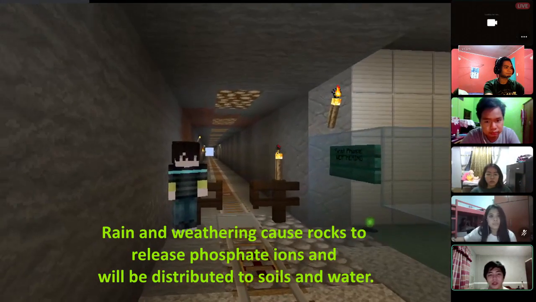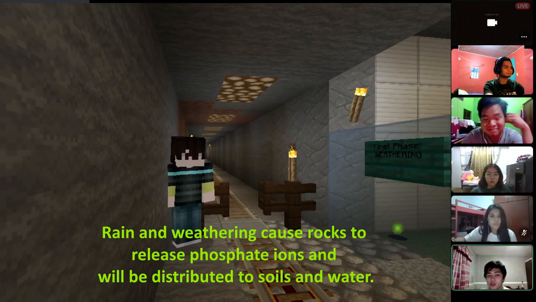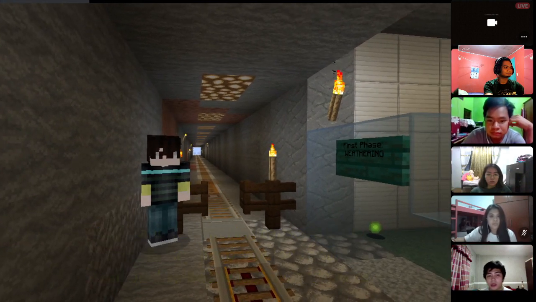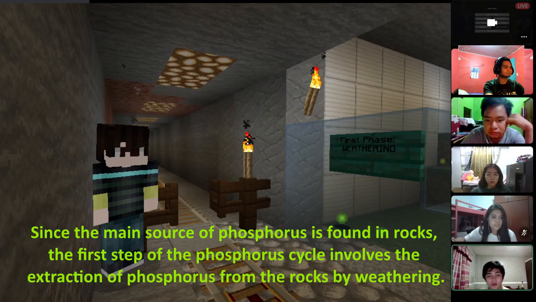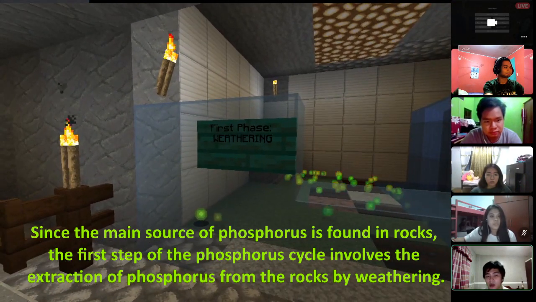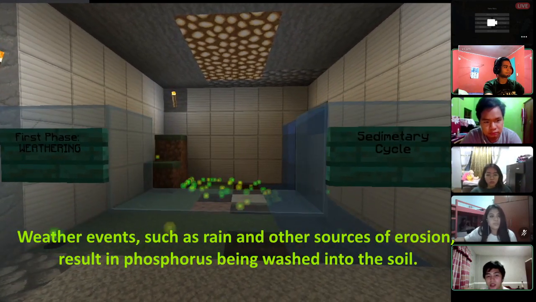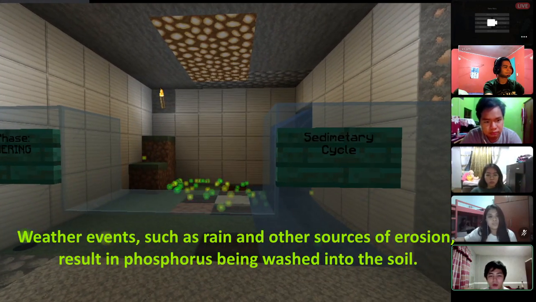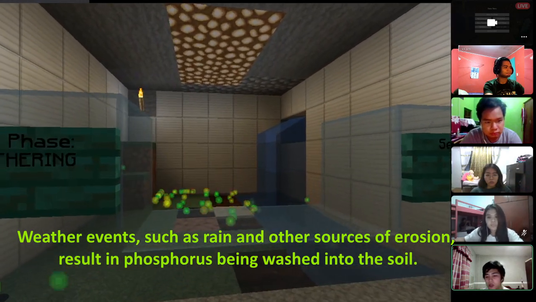Rain and weathering cause rocks to release phosphate ions, which will be distributed to the soils and water. Since the main source of phosphorus is found in rocks, the first step of the phosphorus cycle involves the extraction of phosphorus from the rocks by weathering. Weather events such as rain and other sources of erosion result in phosphorus being washed away into the soil.